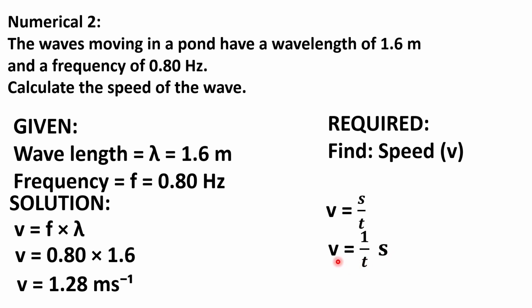So after putting these values, 1 over t is equal to f, and s, that is distance, equal to lambda. So v equal to f lambda. It means that v equal to s divided by t and v equal to f lambda are basically the same formula, or have the same base.